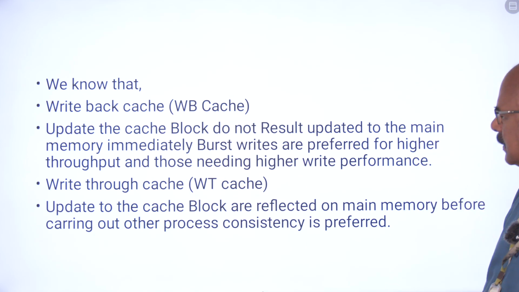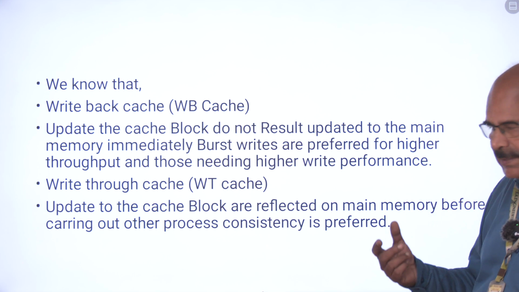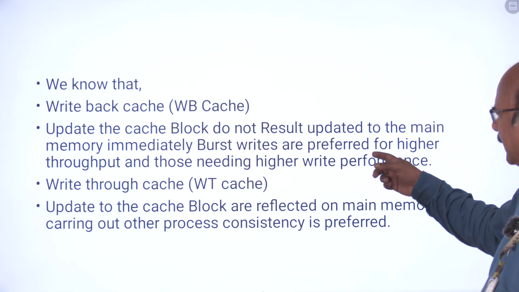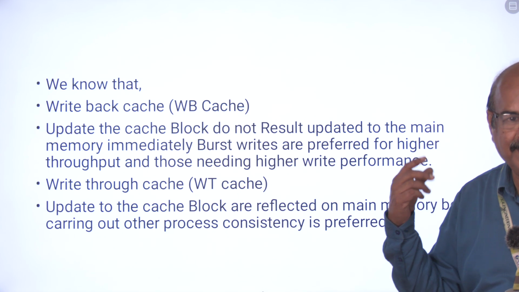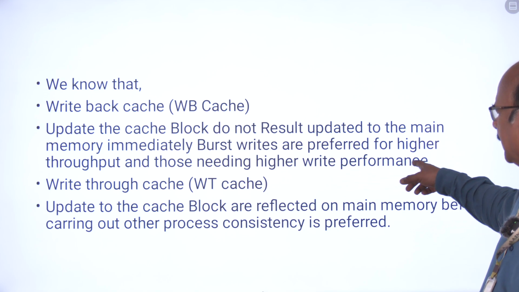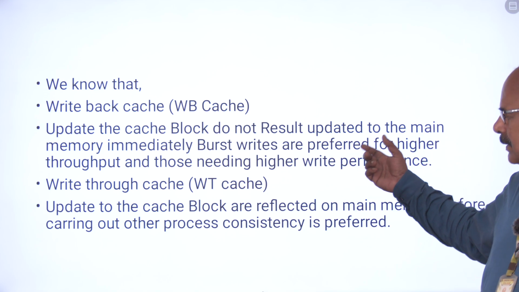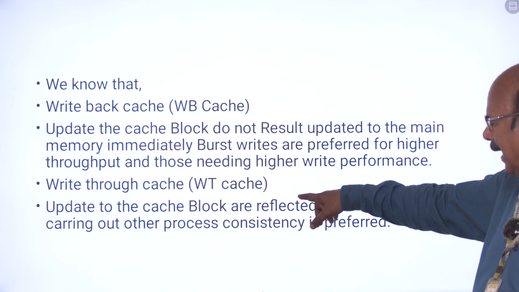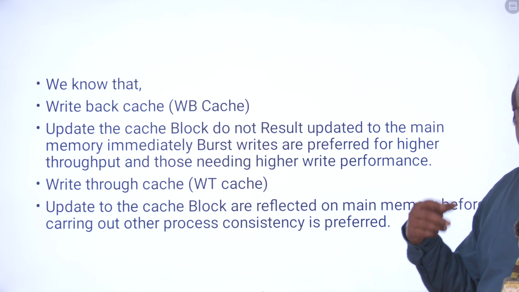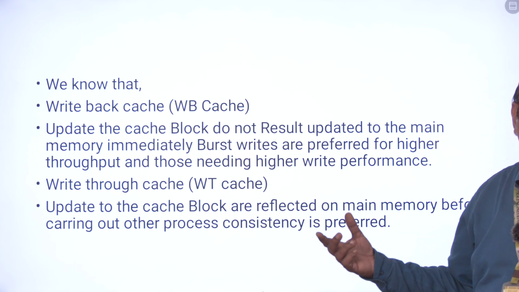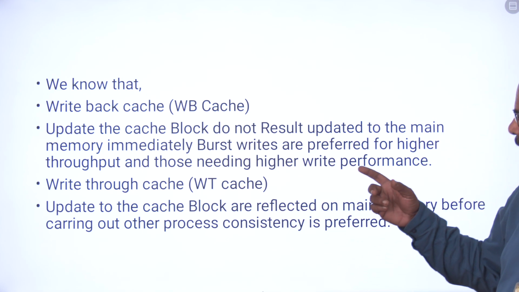Know what a write back cache is. It updates the cache block and does not update the result to main memory immediately. Burst writes are preferred for higher throughput, and those needing higher writing performance benefit, since we can write more things in memory. The write through cache updates the cache block and the change is reflected on the main memory. Whatever we are updating should be reflected on the memory before carrying out the consistency process.